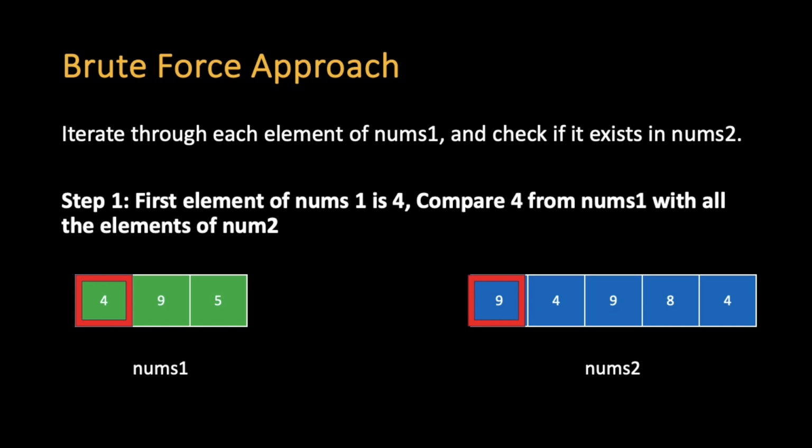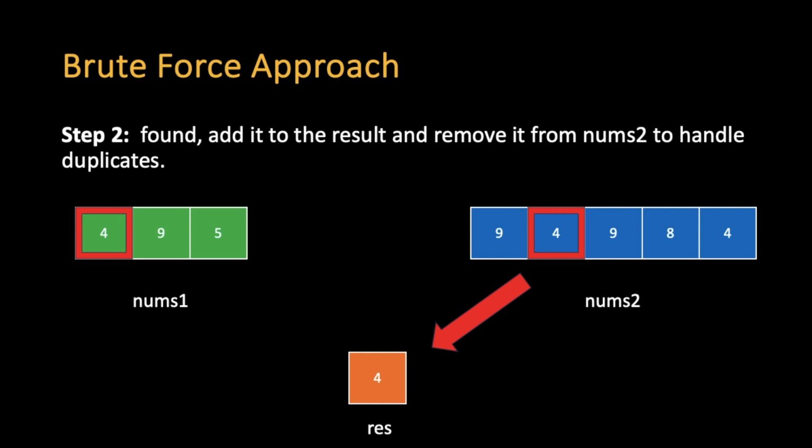So first we'll compare 4 with 9. They are not the same. Then we will compare 4 with the next element of nums2, that is 4. In this case we can clearly see they are both the same. So that means we will take this 4 and store it in the result set, because this is the intersection, the common element. After we store this element, we need to remove this 4 from nums2, the second array, in order to handle duplicates, so that we don't take it again.